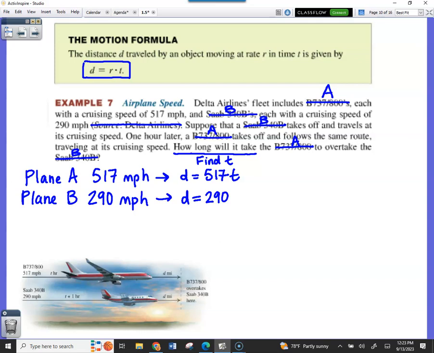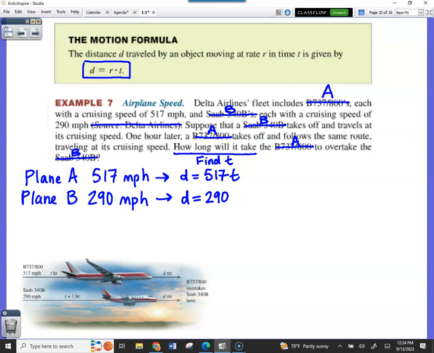So, plane B is taking off. An hour later, plane A takes off. Why? Because you have to add an hour. There you go. Okay, so plane B takes off first, correct? An hour later, plane A takes off. How much more time in the air has plane B got on top of A?